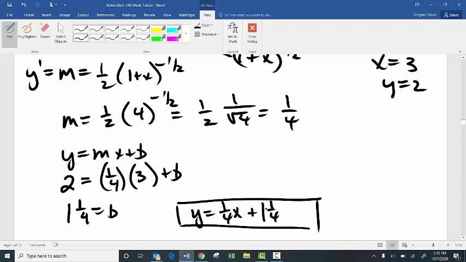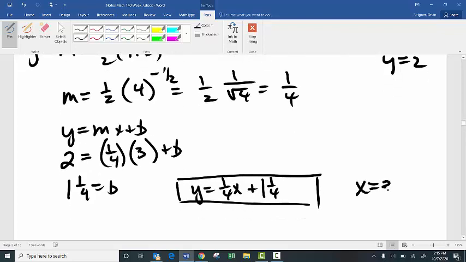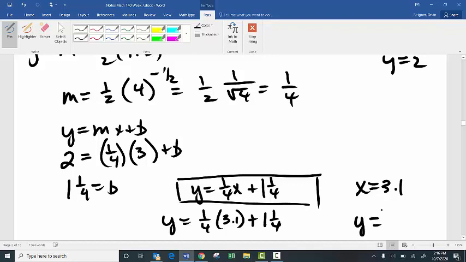Okay. So now, to figure out 3.1, that is the estimation. When x is 3.1, you just fill it in and you'll figure out the y. So 1/4, and then 3.1 you fill in, and then plus 1 1/4. That'll give you the y value. That gives you an approximation for the square root of 4.1. So when you do that, you put 3.1 and divide it by 4, and then you add 1.25 to it. So the y is 2.025, and that's your answer.